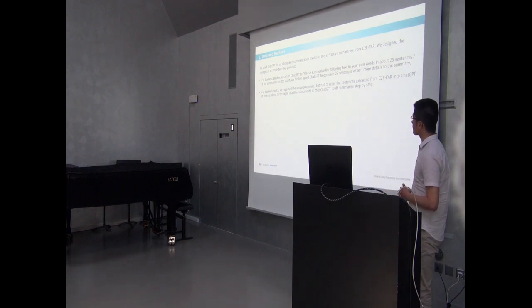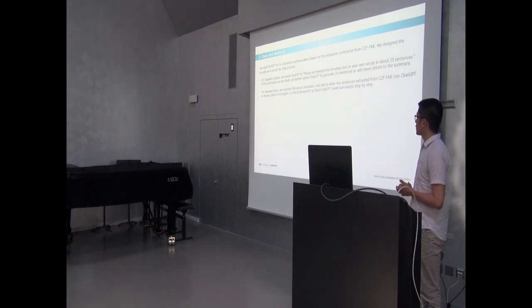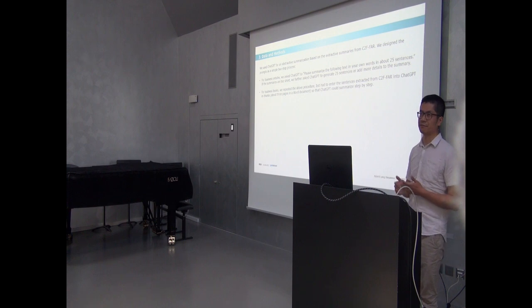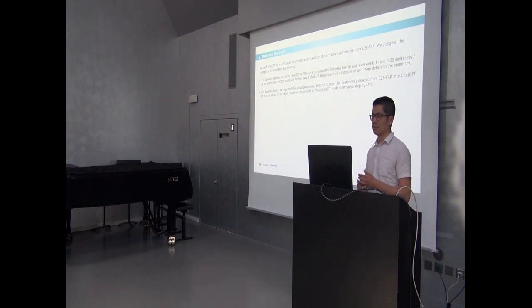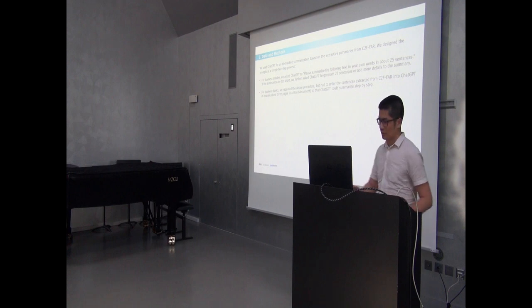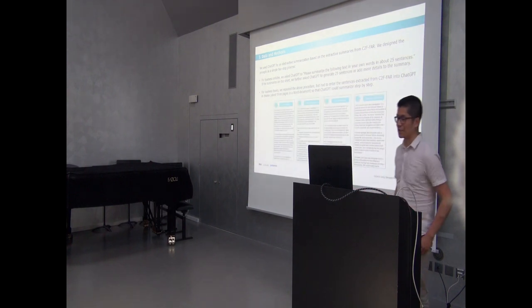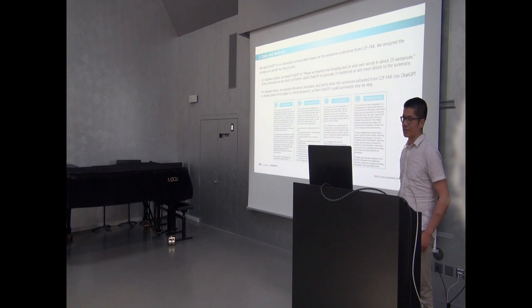For books, we repeated the same thing, but we need to truncate the text that C2F-FAR generates from books into chunks about 3 pages long, because ChatGPT has a token limitation. Even before that, I did some very quick tests asking ChatGPT to summarize an article using different styles.